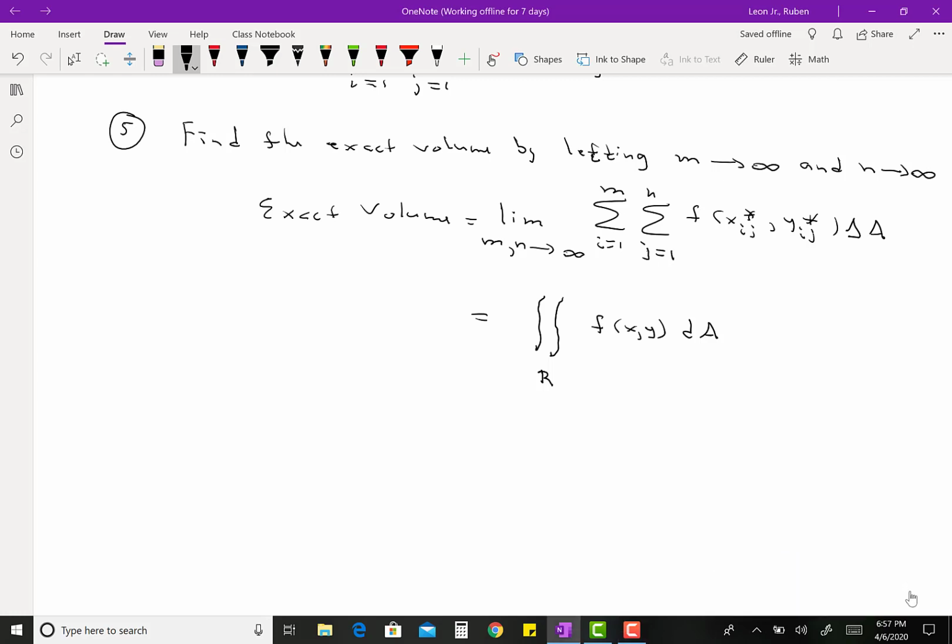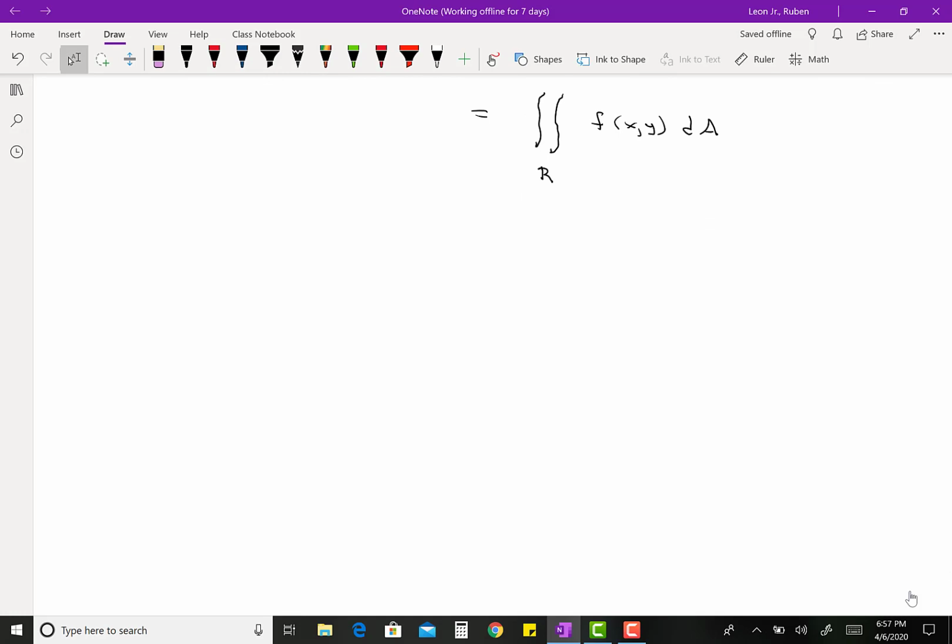So let's look at our first example of an actual double integral. Example: evaluate the double integral of 4 dA over R, where R is the rectangle from -1 to 2 along the x-axis, cross 0 to 5 along the y-axis.